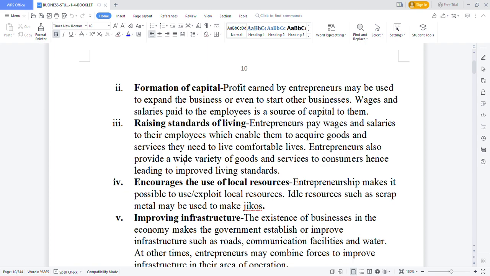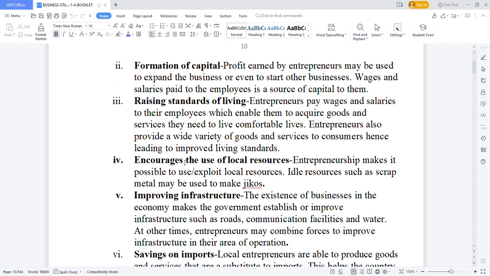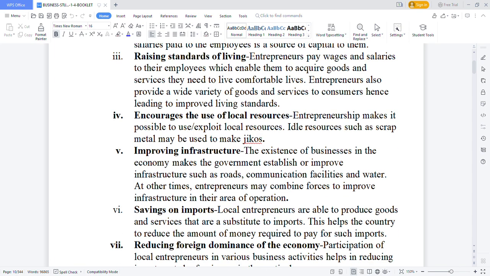The next one, encourage the use of local resources. Entrepreneurship makes it possible to use or exploit local resources. Idle resources such as scrap metal may be used to make jikos. So that is just an example of one.